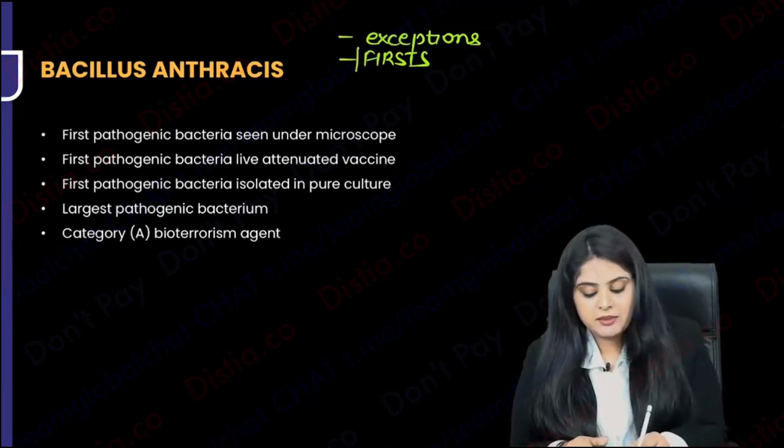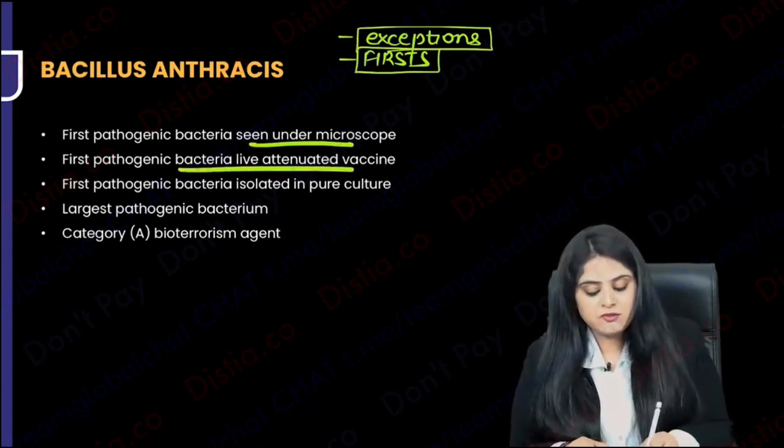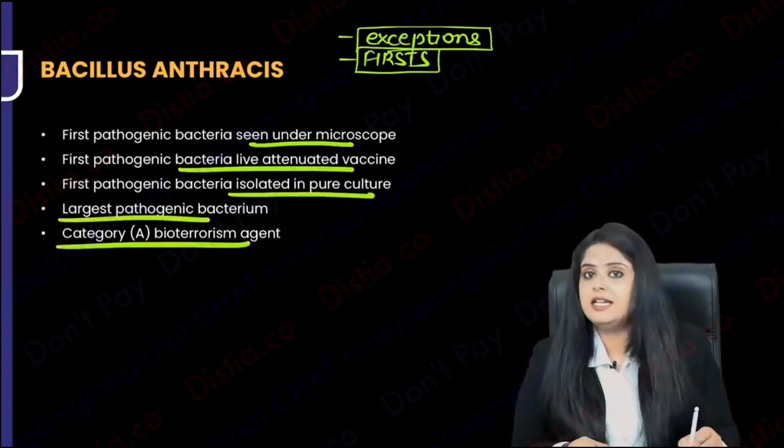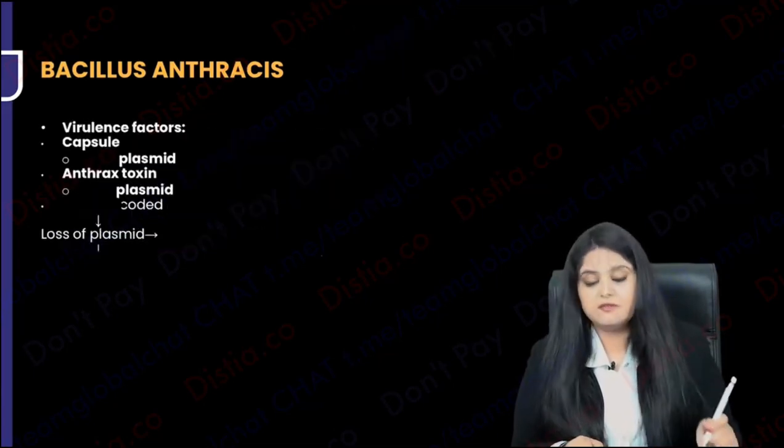So like I said, it's a bacteria of firsts and it's a bacteria of exceptions, right? So remember, first to be seen under microscope, first live vaccine, first isolation, largest and deadly category A bioterrorism agent. So let's begin. What are its virulence factors?